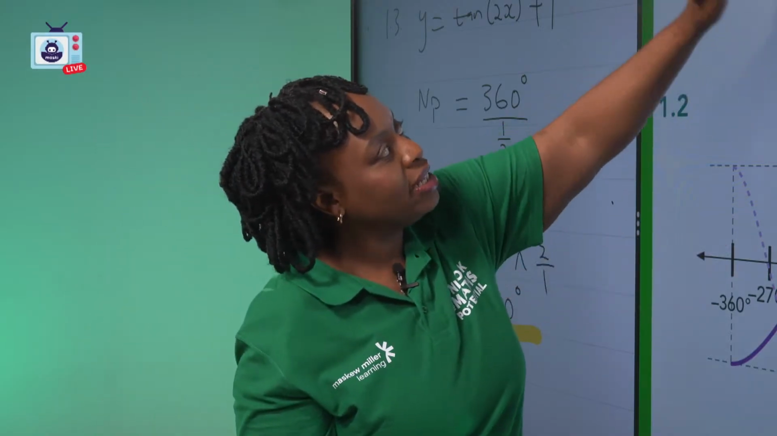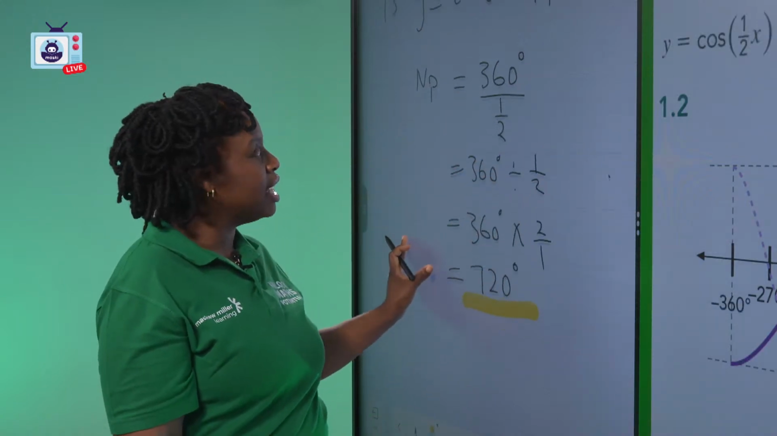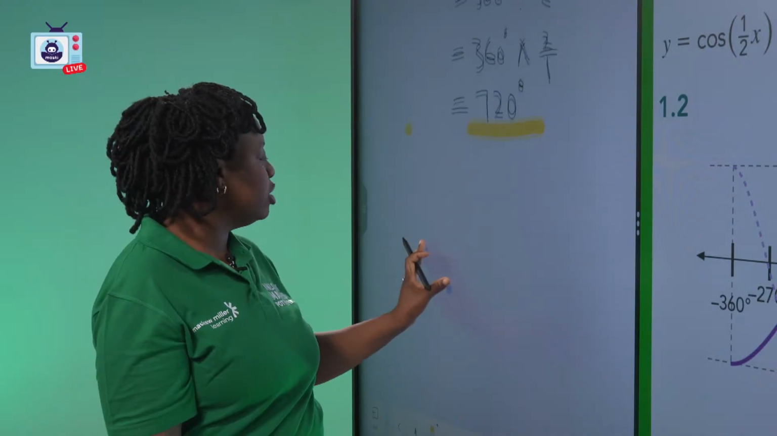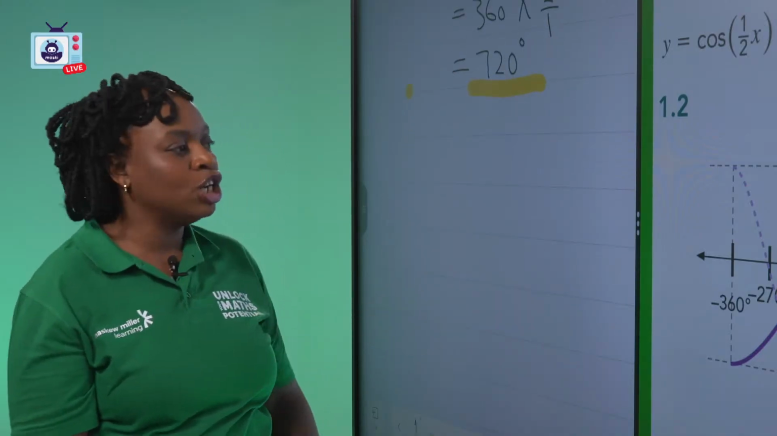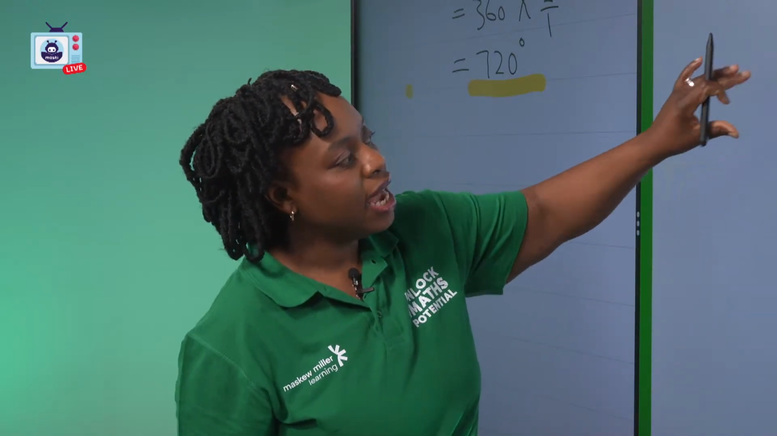So please always remember that the period affects the graph itself. And for you to calculate it, you can simply multiply or divide by that number b, which is in front of your x all the time.